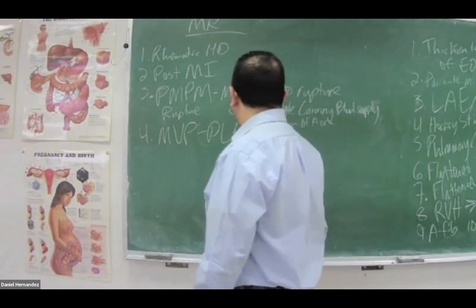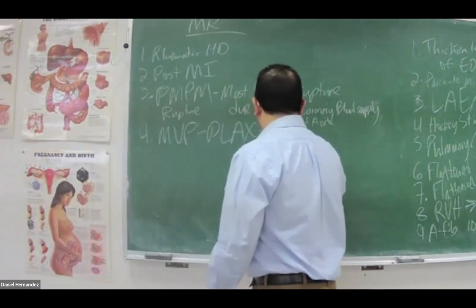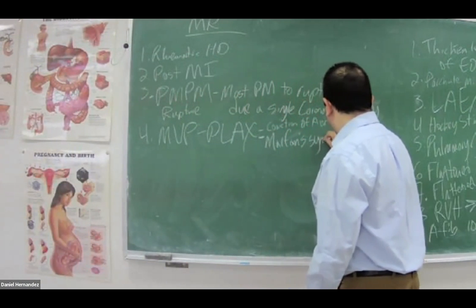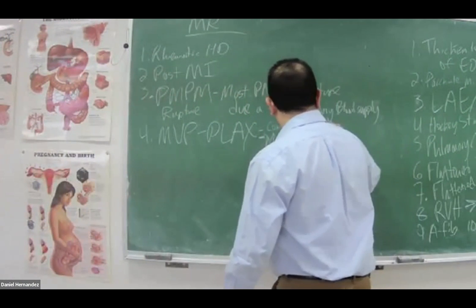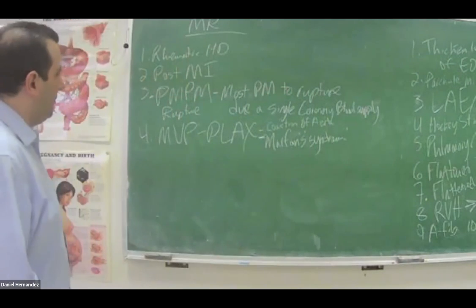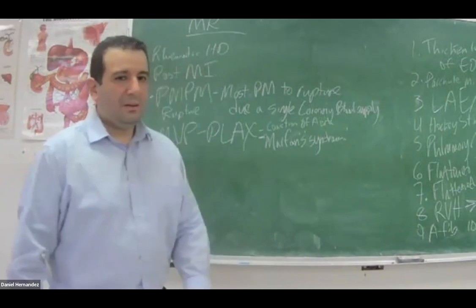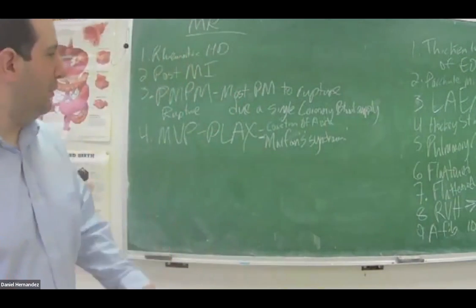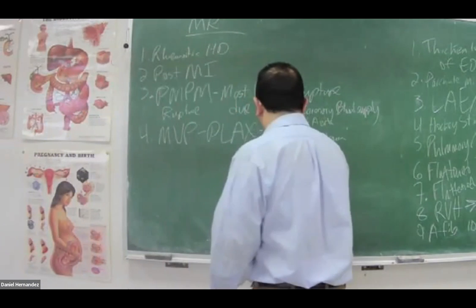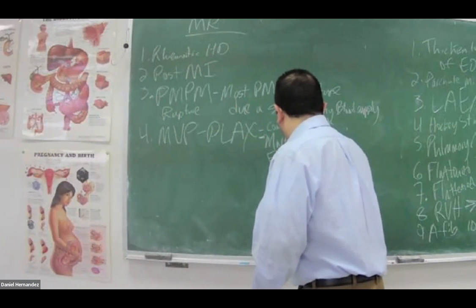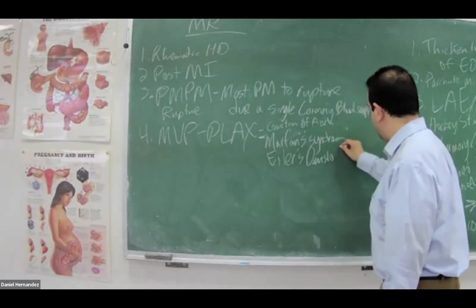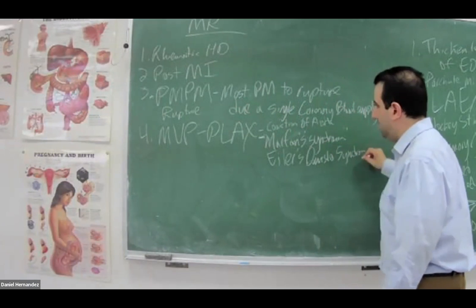So Marfan syndrome, that's the big one. You have to associate Marfan syndrome with mitral valve prolapse. They go hand in hand. Marfan syndrome also has to do with aortic dissection or dilatation of the aortic root. Any of these connective tissue disorders are going to be associated with mitral valve prolapse. So Marfan syndrome, then Ehlers-Danlos. Another one.